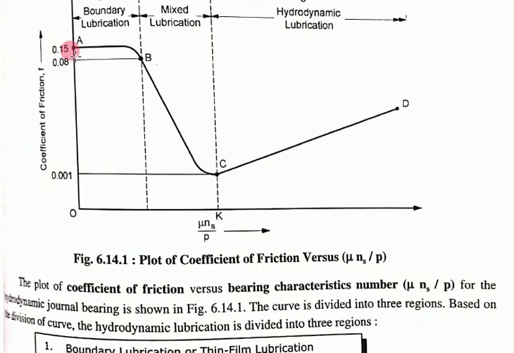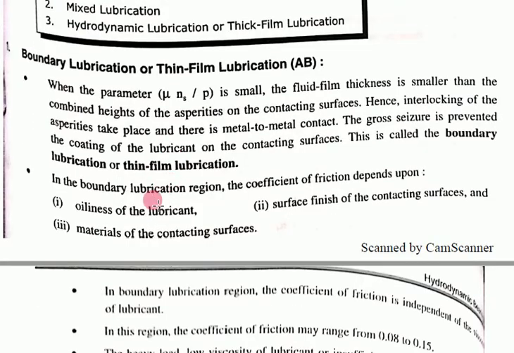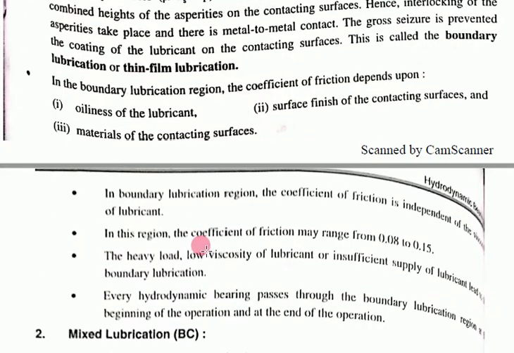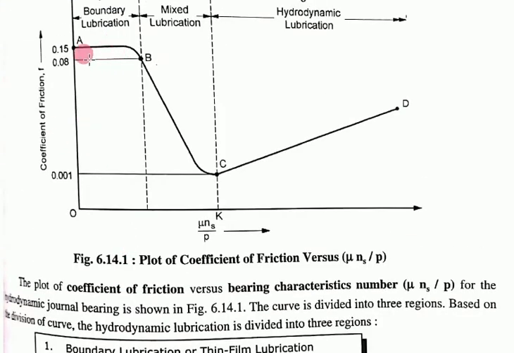During this period it is metal to metal contact with high wear. In the boundary lubrication region the coefficient of friction mu depends on the oiliness of the lubricant, the surface finish of the contacting surface, and the metal of the contacting material. So basically now you can understand these things. It is the boundary lubrication, the initial portion.